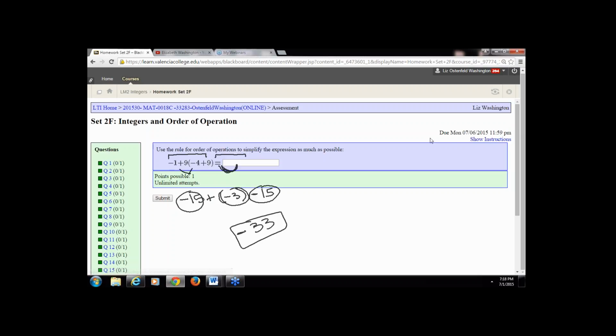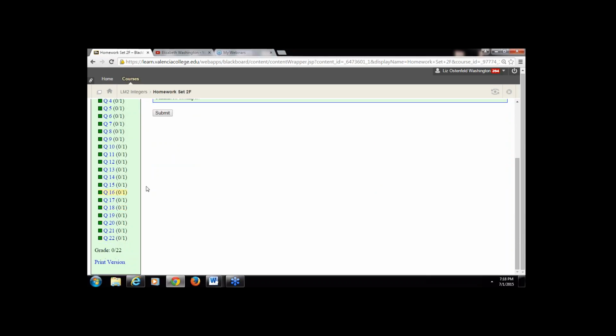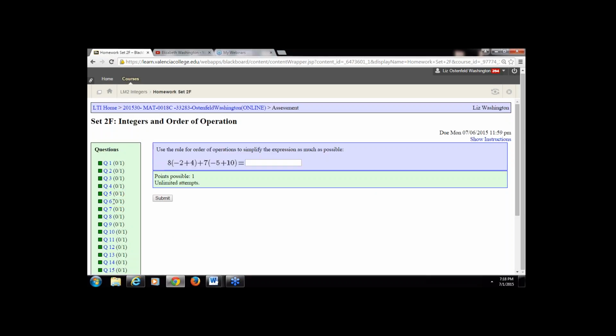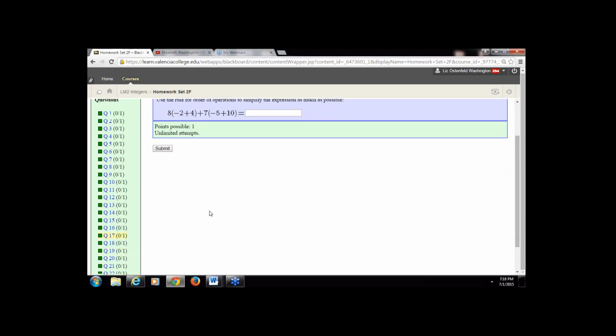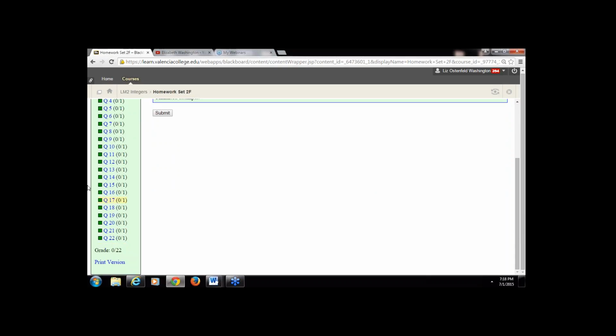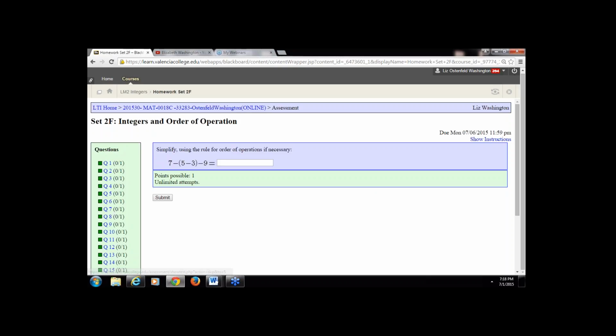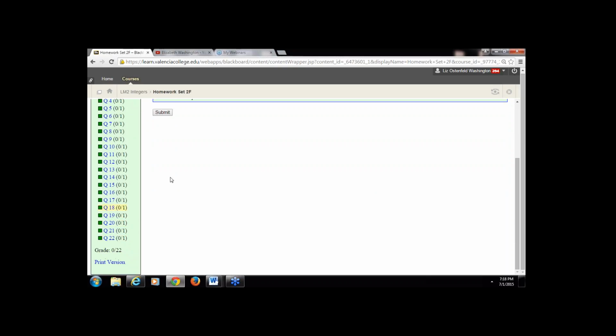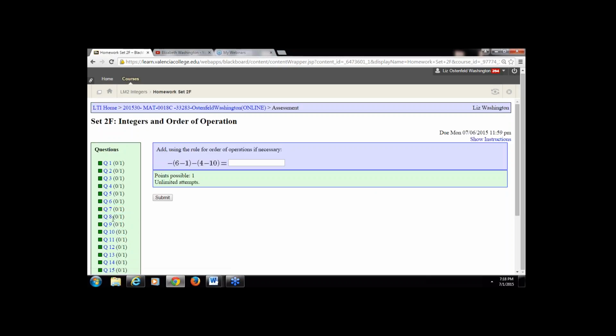I think that one looks pretty easy. Let me erase though. So let's see, 16, 17, 17. Just want to see what these look like before I skip over them. These are pretty easy. What about this one? You guys okay with this one?